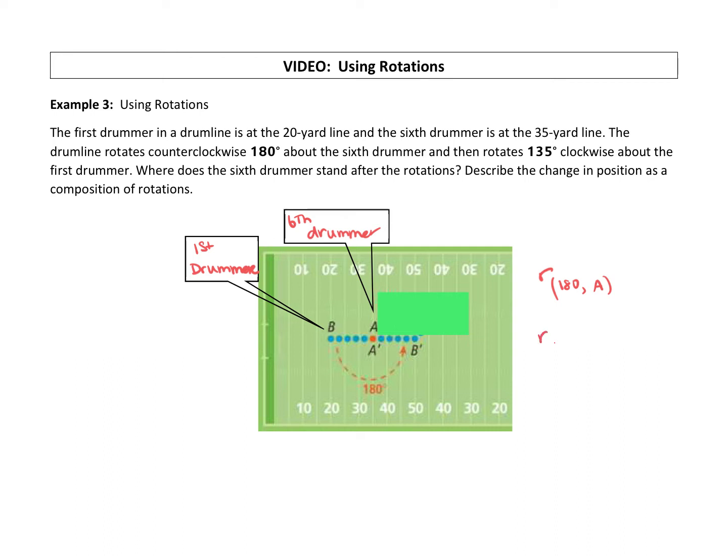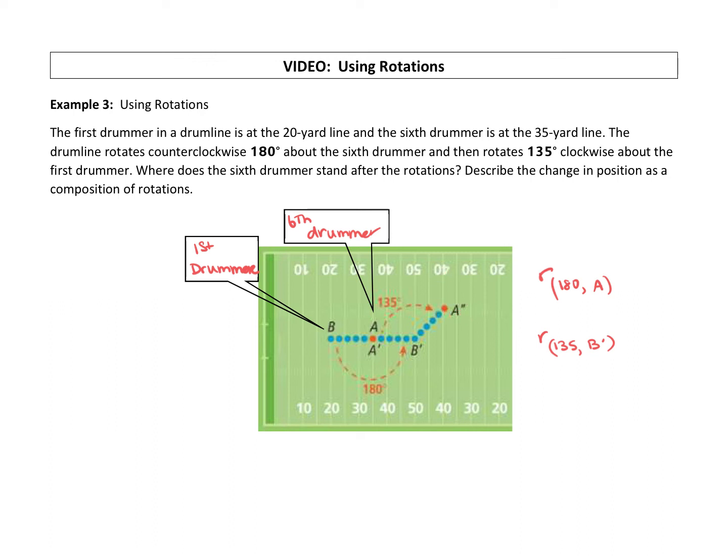So the next rotation we're going to do is 135 degrees about the first drummer, who is now at B prime. So if we rotate 135 degrees, it's going to go this direction. Our first drummer is going to stay the same. And here we're going to rotate 135 degrees this way, and this is where our drum line now is. So B prime is on the 50-yard line. Now this is A double prime. A double prime is on the 40-yard line.